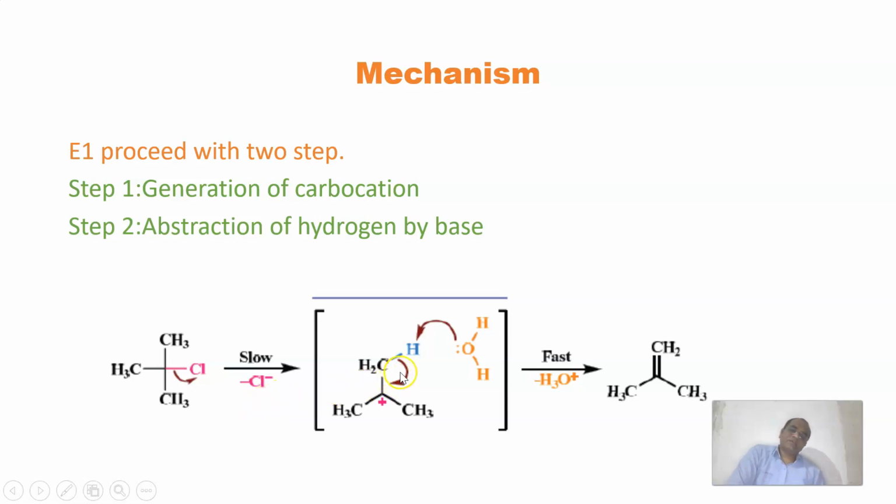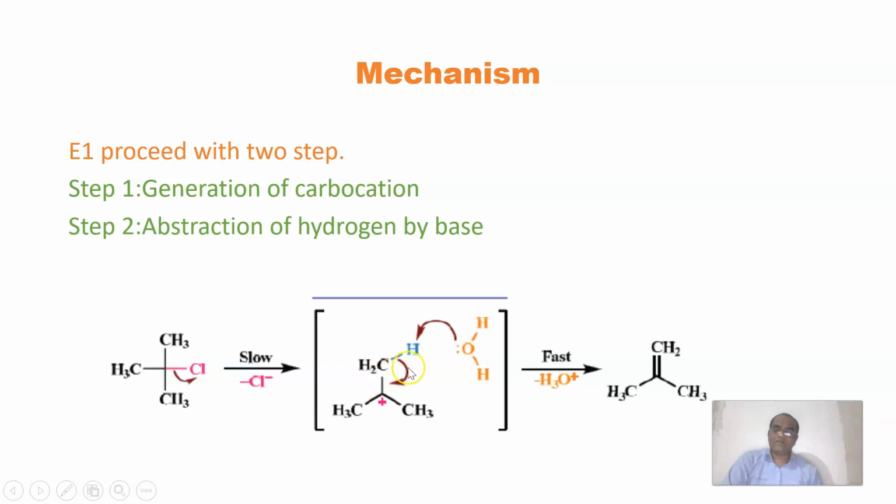After that, it forms an intermediate, which is nothing but a carbocation. Now it is an electron deficient center, because chlorine took the electrons. After that comes the base, which here is basically water. You know that water is amphoteric in nature, so it acts as a base as well as an acid. It abstracts a proton from this carbocation to form a stable structure.